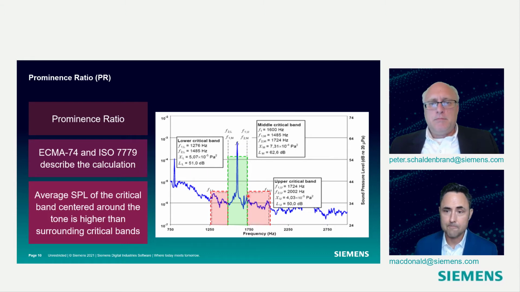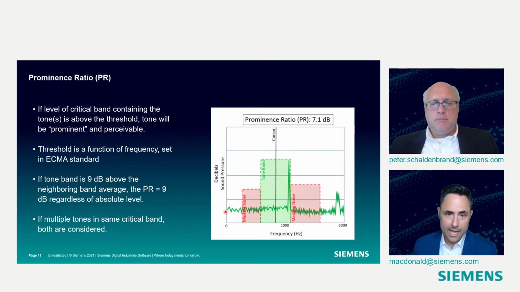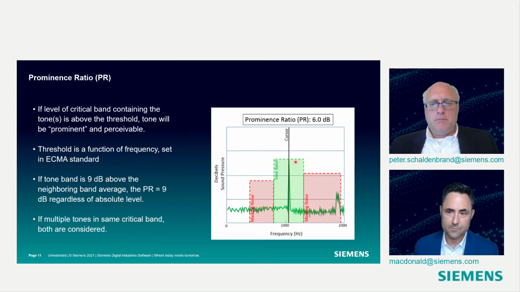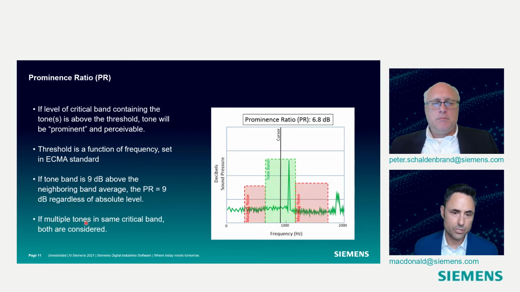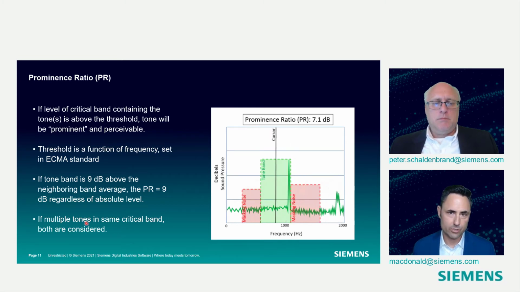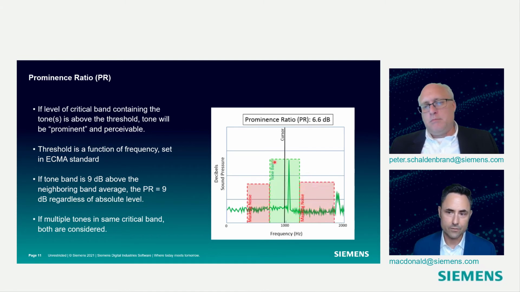That's exactly right. So here we're comparing the level of the green band to the average of the sort of red bands here, and that's called our prominence ratio. Again, the prominence ratio, if we give it a certain value like 9 dB, it's just the difference between the bands. It doesn't have anything to do with absolute level. Again, it's set forth in the ECMA standard, but really this is that point we just talked about. If multiple tones are in the same critical band, both of these tones will be considered and they will raise the level of that band.